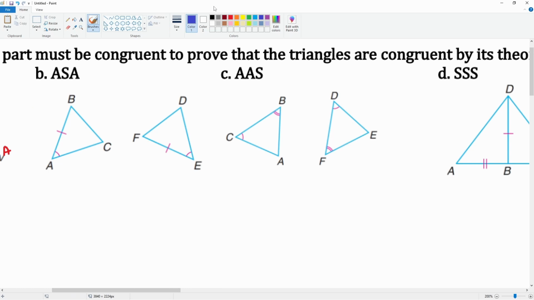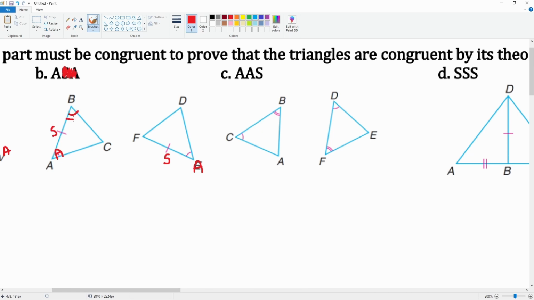Next, we want to prove this using angle side angle. So we have an angle here, we have a side here, we have an angle here, we have a side here. So it looks like the first two is covered. So we need only an extra angle. The extra angle has to be in between. The extra angle has to have the S in between it.